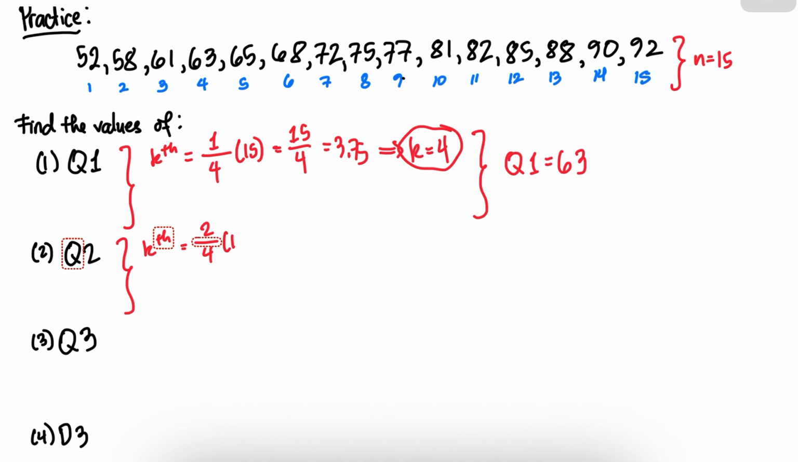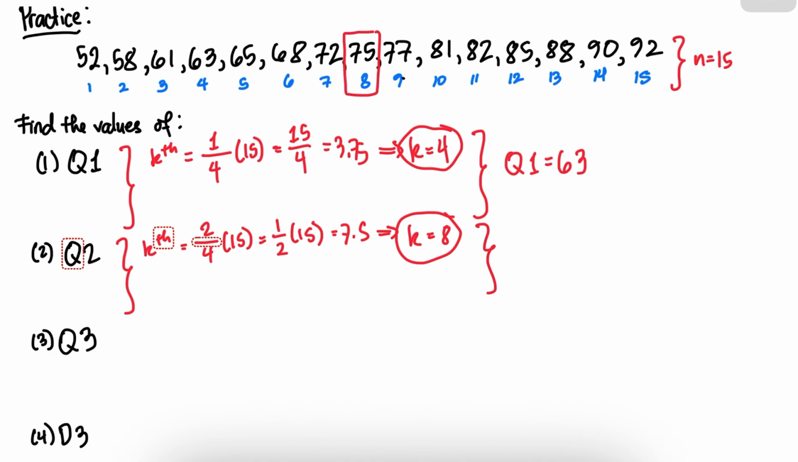And we're going to multiply it by our sample size 15. Notice 2 over 4 is 1/2. That's going to be 1/2 of 15. So divide, it's going to become 7.5. We're going to round off, so therefore our kth value is the 8th one. Therefore, just need to determine the 8th value. So this is 75, and that's our 8th position. So hence, our Q2 is equal to 75.